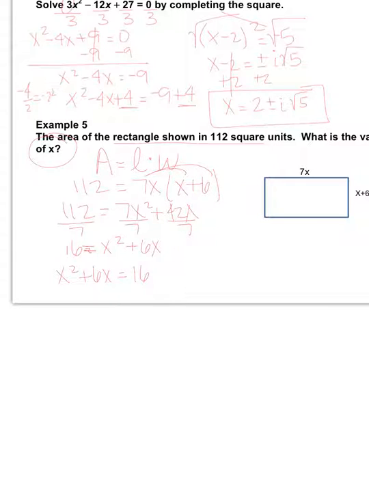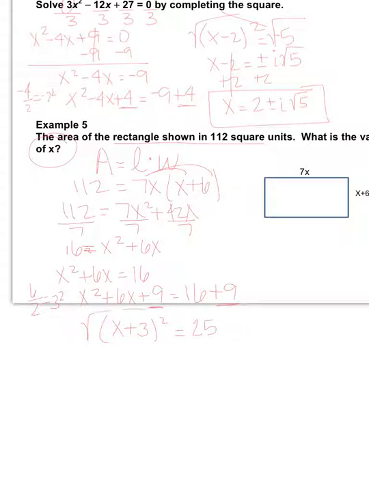Okay? Alright, so I'm going to complete the square on the left side. So I'm going to half 6, which is 3, but then I need to square it. So that's going to give me 9. x squared plus 6x plus 9. And then make sure to also add 9 to the other side. So when I factor x squared plus 6x plus 9, I get x plus 3 squared. And then adding 16 and 9, that equals 25.